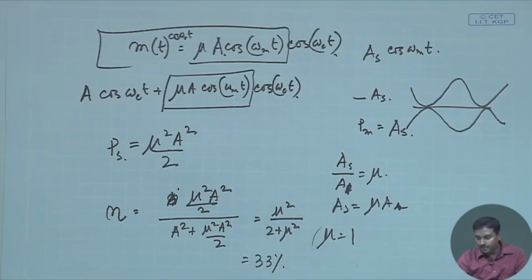Immediately you can see that is where I pay. Compared to the power efficiency I was getting in DSBSC, in AM I am getting only 33% efficiency. That means 1/3 of the power is the useful power, and the rest is just wasted.